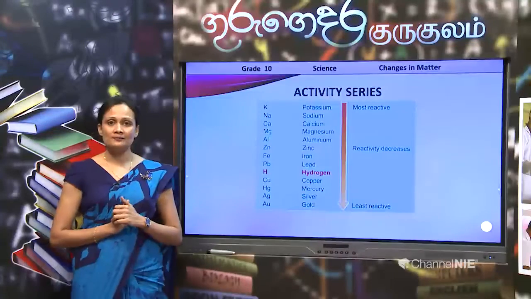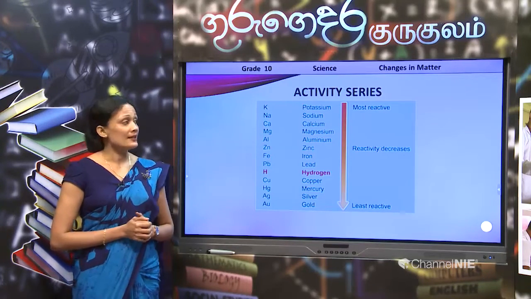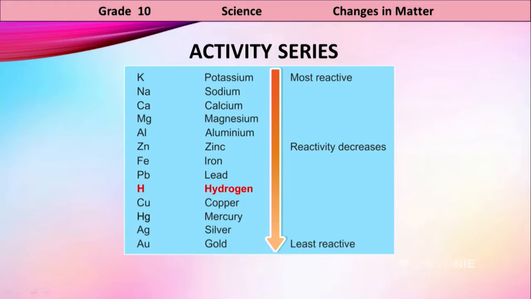Look at this one. Here there are metals. They are arranged in the descending order of their reactivity to obtain the activity series. At the top of the activity series, more reactive metals are present. At the bottom of the activity series, less reactive metals are present. And if we go downwards, the reactivity decreases.